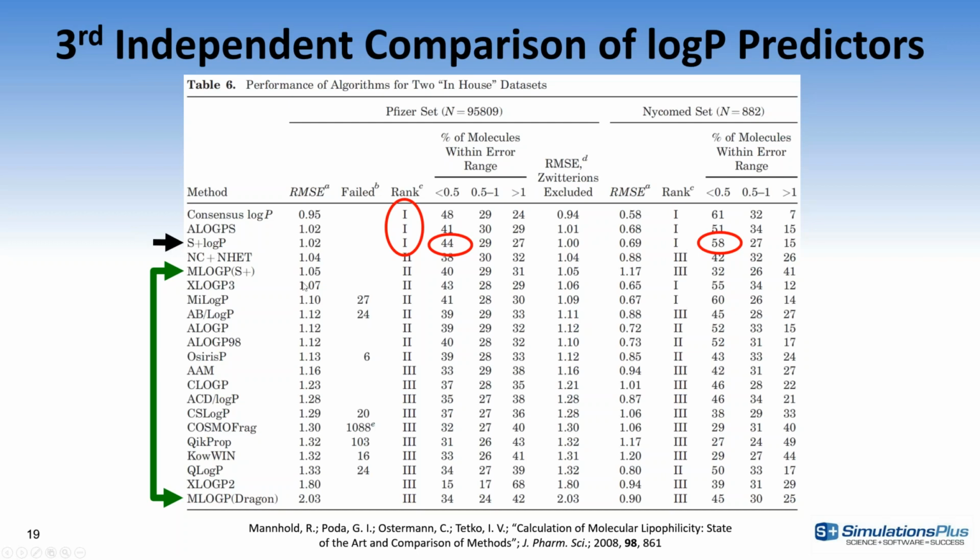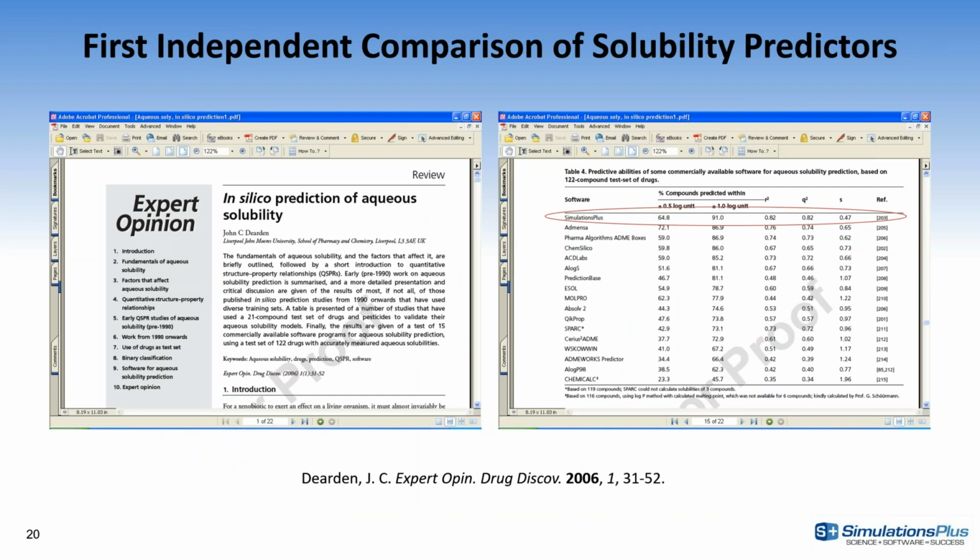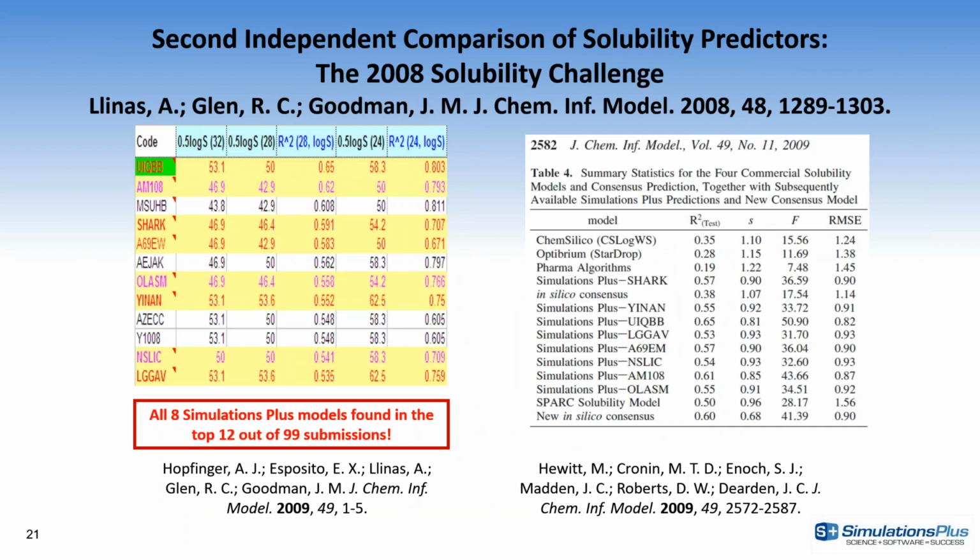So it's also important to create good descriptors, and we illustrate there that our MLogP model gave much better predictions than the Dragon descriptors for that same one. This publication was on solubility. Again, Simulations Plus came in top. Let me go back one. Sorry, I moved that too quickly.